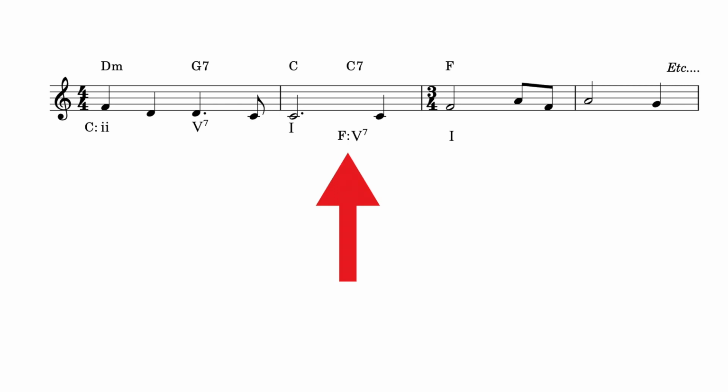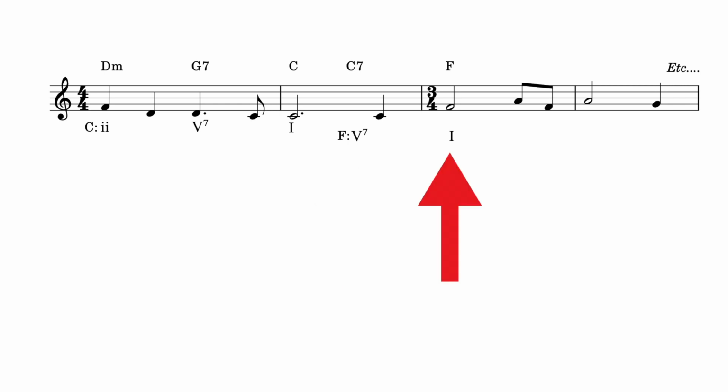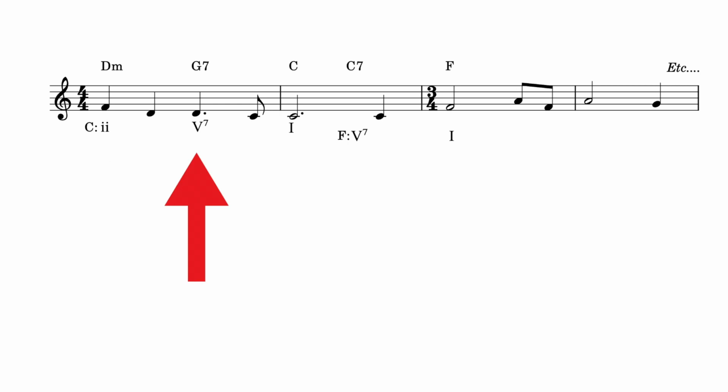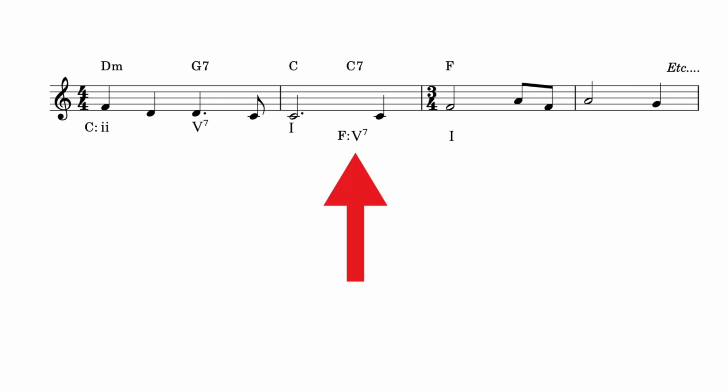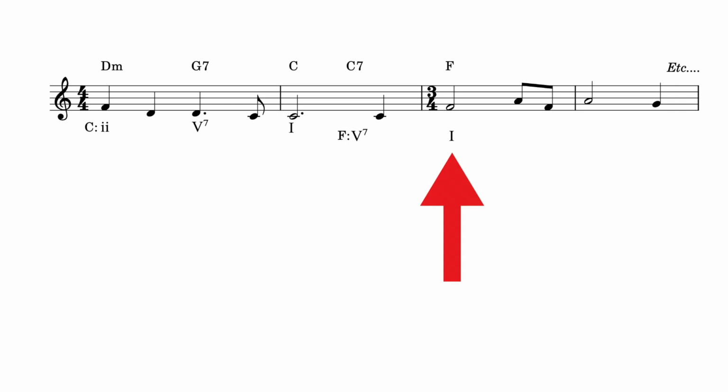Now, the C, which is the 1 in the key of C, becomes the 5 in the key of F. And then we add the B flat to make it even stronger. And this becomes the 5-7, and so it sounds like this. Now I'm in the key of F.